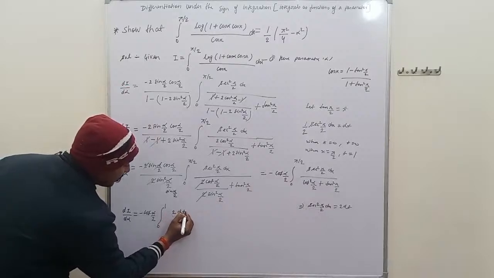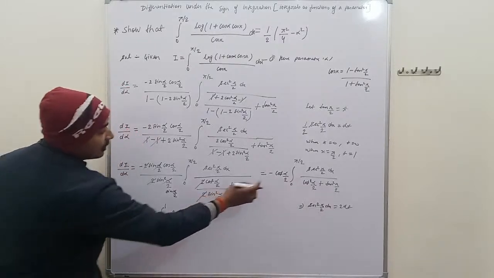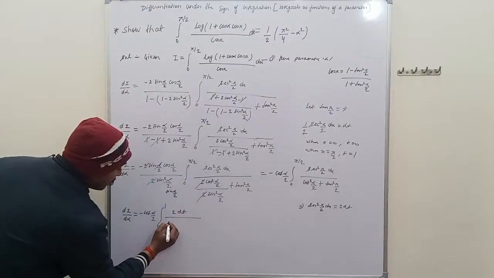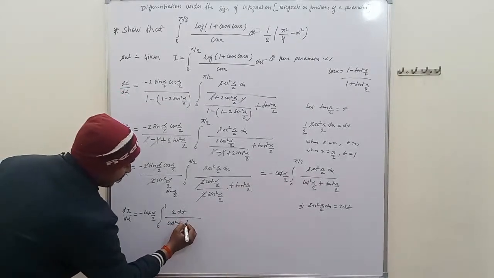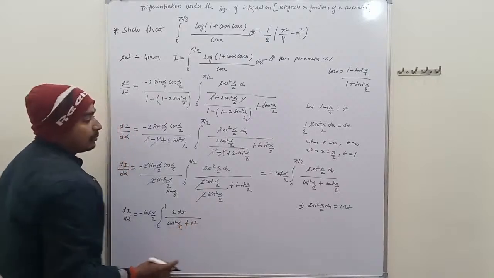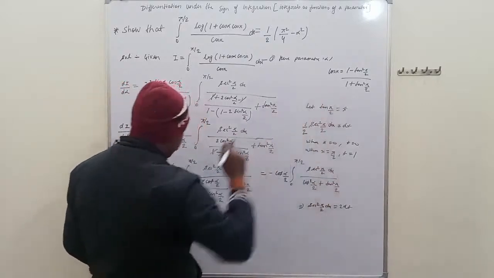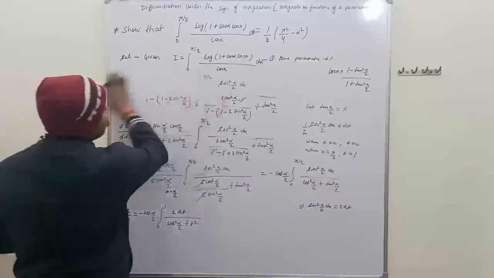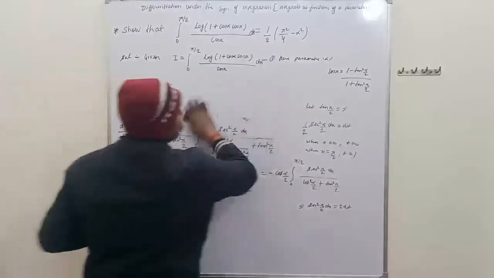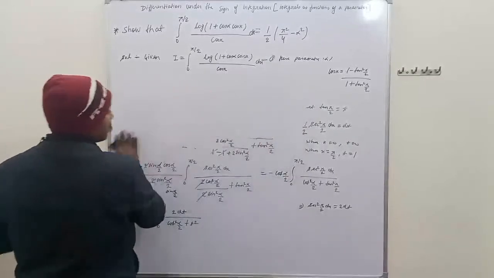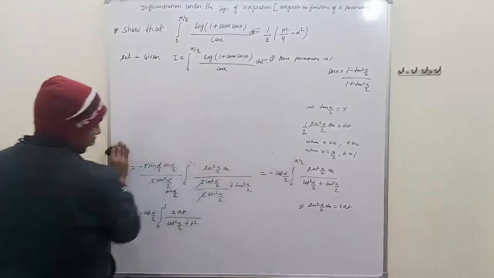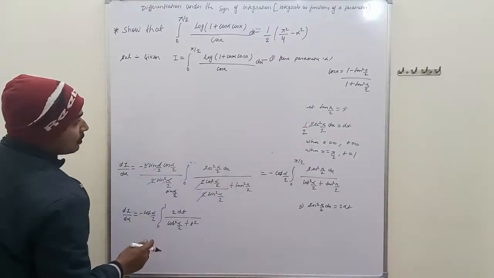This is 2 dt upon cot square alpha by 2 plus t square. We have let tan x by 2 be t. Further we have to solve.